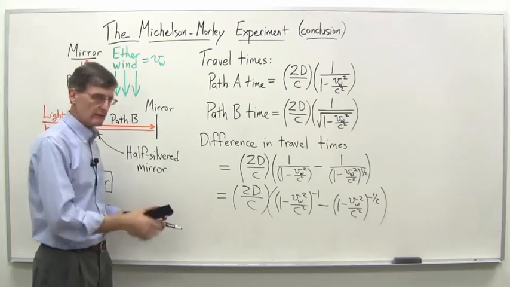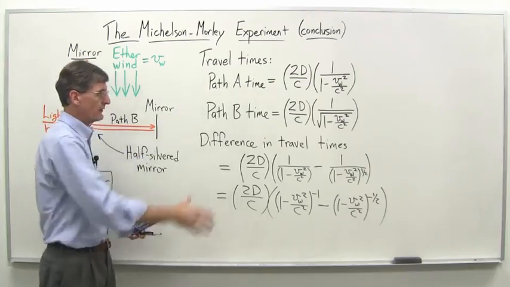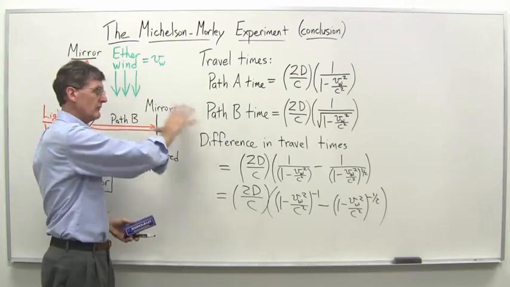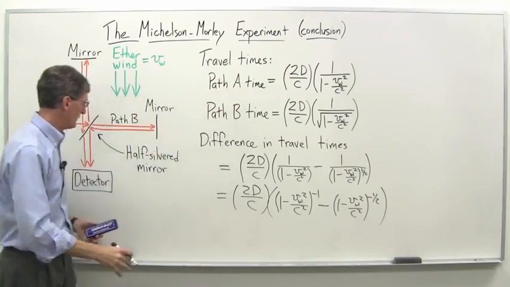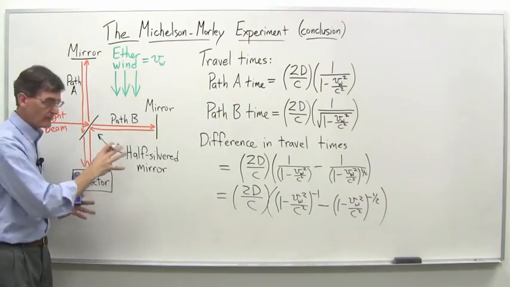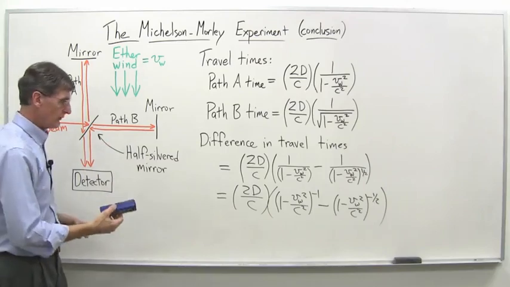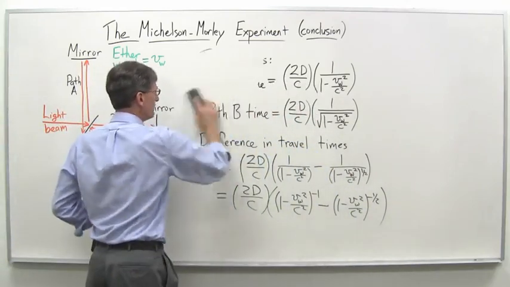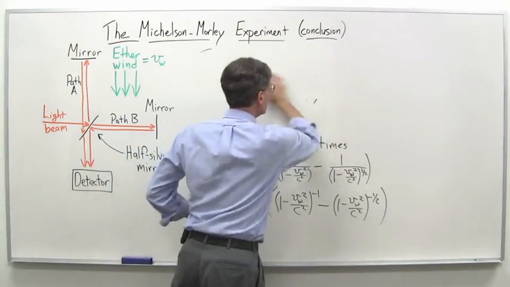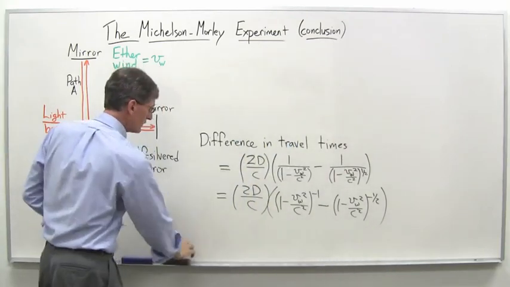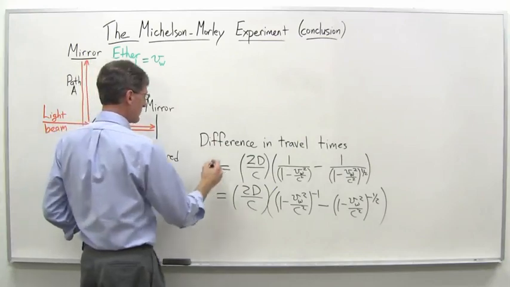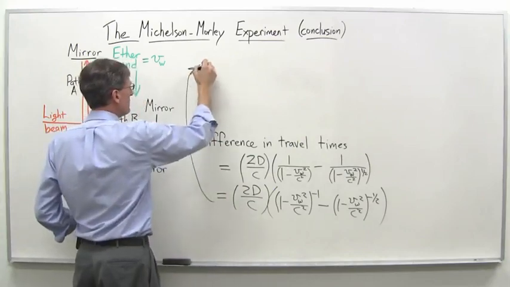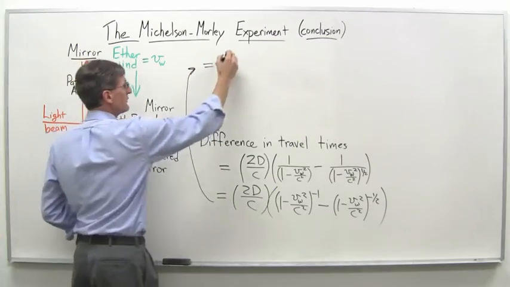And now, to get room, we're going to erase this. So hopefully you've been taking notes or paused it. It's really the same equations we had before. We'll leave the diagram up here for reference because we'll be using it again in a little bit. The difference in travel times now is going to equal 2d over c.